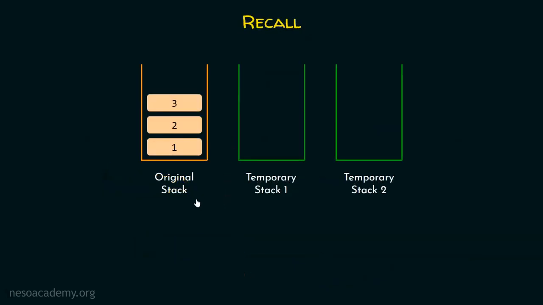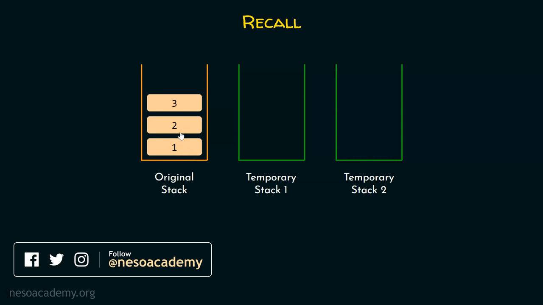Recall that we want three different stacks, that is the original stack, temporary stack 1 and temporary stack 2, for the purpose of reversing these elements, that is 1, 2, 3. We want to reverse all these elements. This simply means we want to make this element the topmost element of the stack and this element the bottommost element of the stack, right? For this purpose, we need these two stacks, temporary stack 1 and temporary stack 2.